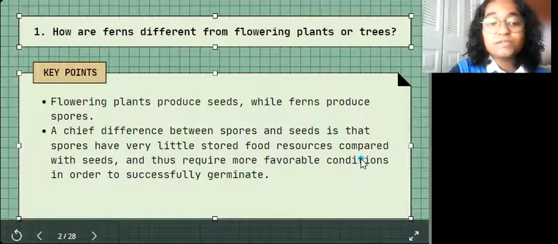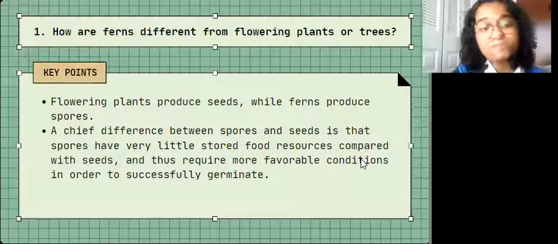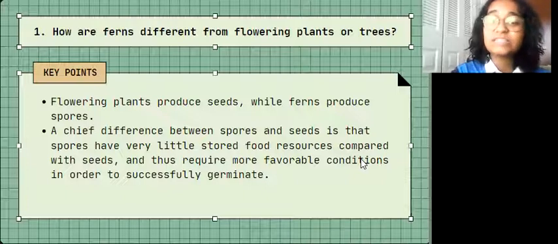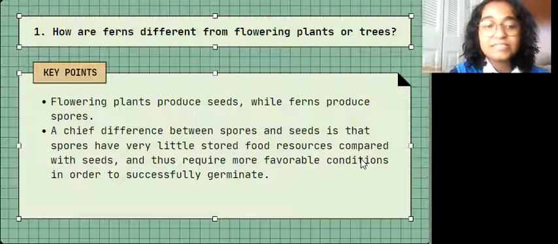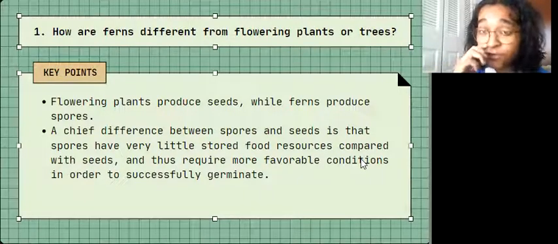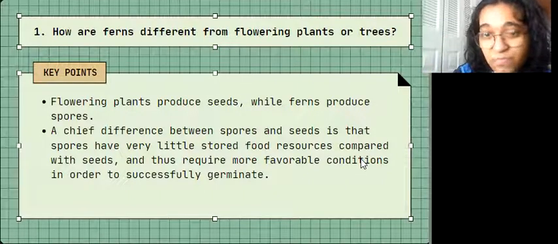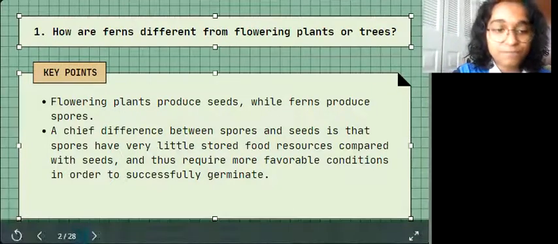So the two main points over here. Flowering plants produce seeds while ferns produce spores. The second point, a chief difference between spores and seeds is that spores have little food stored and seeds have much more food stored than spores, and seeds can grow in any condition, but spores can only grow in favorable conditions.